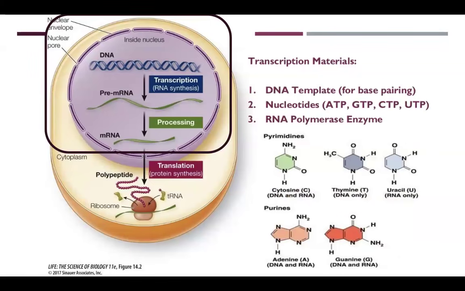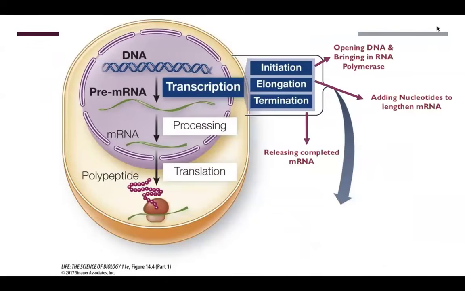So now we're going to go over step one, which is transcription. Once again, it's in the nucleus. You have your DNA template for base pairing, your nucleotides, and your RNA polymerase enzyme. Transcription occurs in three steps: initiation, elongation, and termination. Initiation is when you open up the DNA and bring in RNA polymerase. Elongation is adding the nucleotides to lengthen your mRNA strand. And then termination is releasing your completed mRNA.